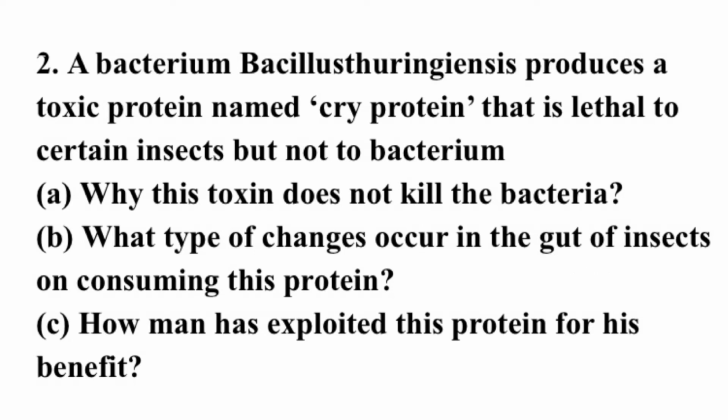Question number 2 is very important, look at this question very carefully. A bacterium Bacillus thuringiensis produces a toxic protein named Cry protein that is lethal to certain insects but not to the bacterium. So there are 3 parts in the question. Part A, why this toxin does not kill the bacteria. Part B, what type of changes occur in the gut of insects on consuming this protein. And part C, how man has exploited this protein for his benefit. If you know the answers, well and good, if not, let's see the answer.